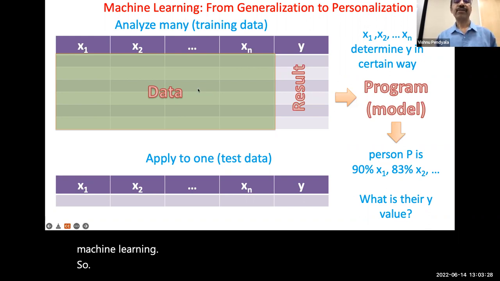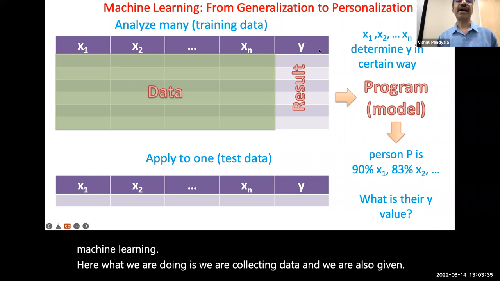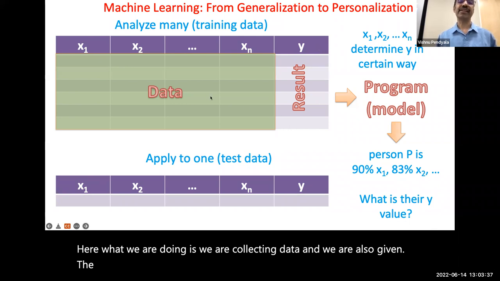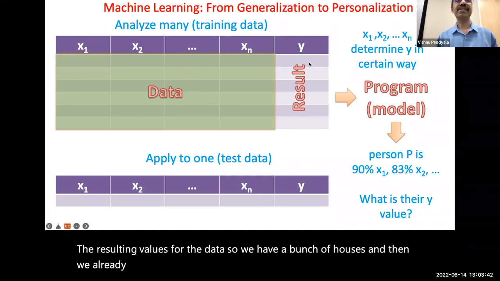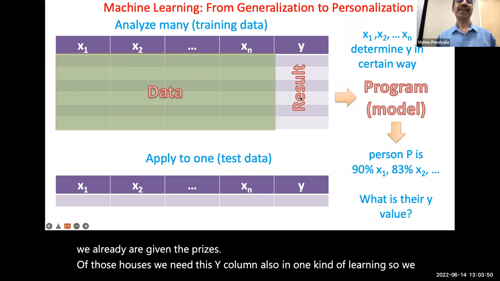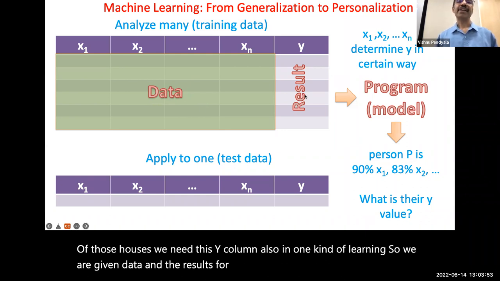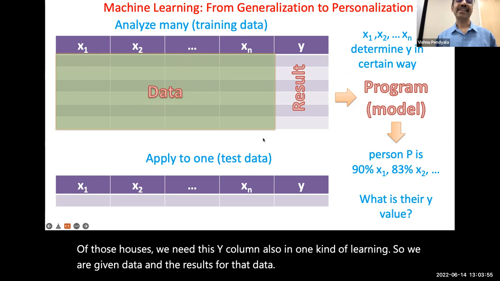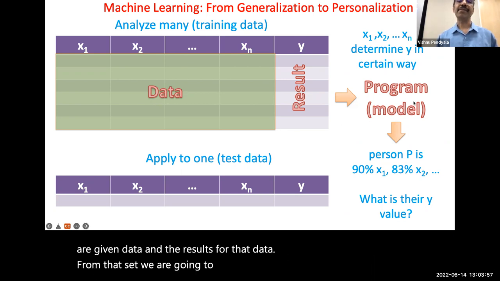Here, what we are doing is we are collecting data and we are also given the resulting values for the data. So we have a bunch of houses and we already are given the prices of those houses. We need this Y column also in one kind of learning. So we are given data and the results for that data. From that set, we are going to generate a program or a model, right?